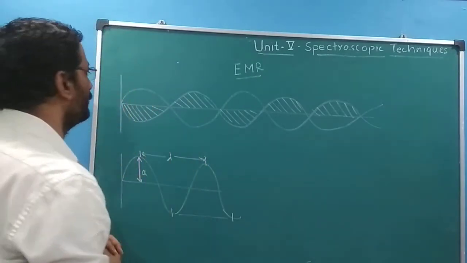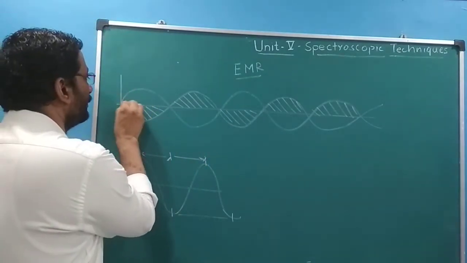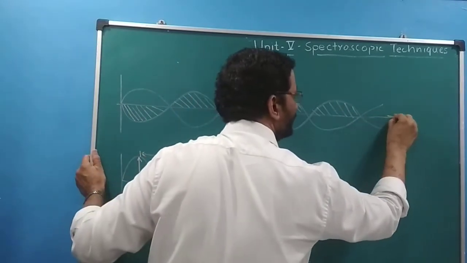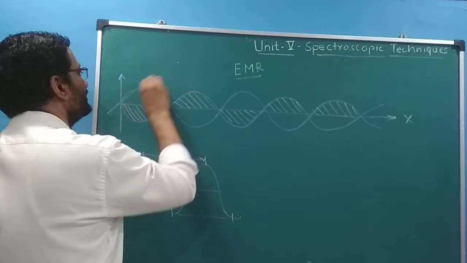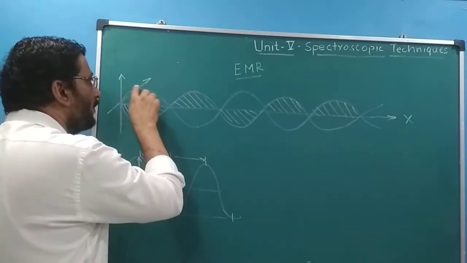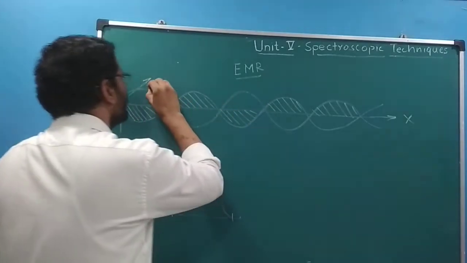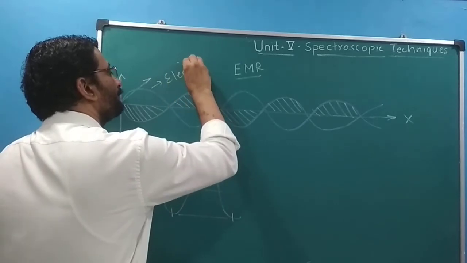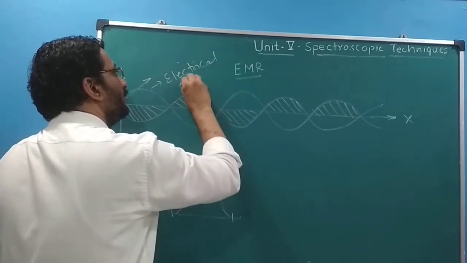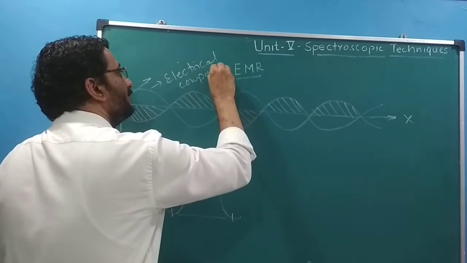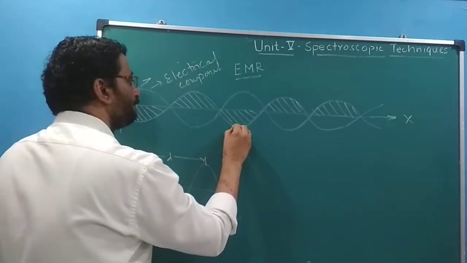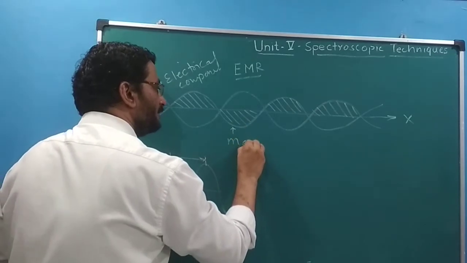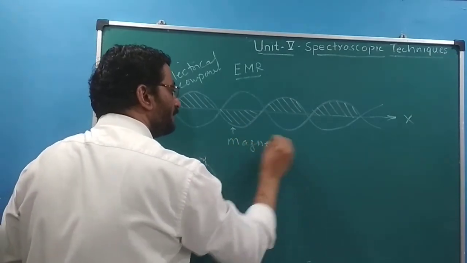A rough diagram I have shown. This is the wave going in this direction. Suppose it is the x-axis, this is the y-axis, and this is the z-axis. This is one component going like this. So it is the electrical component of the electromagnetic radiation, and this is the magnetic component.